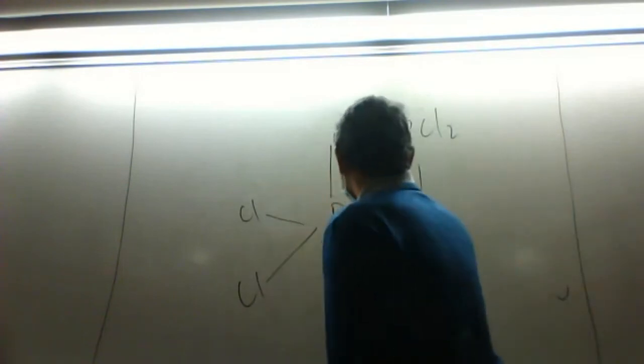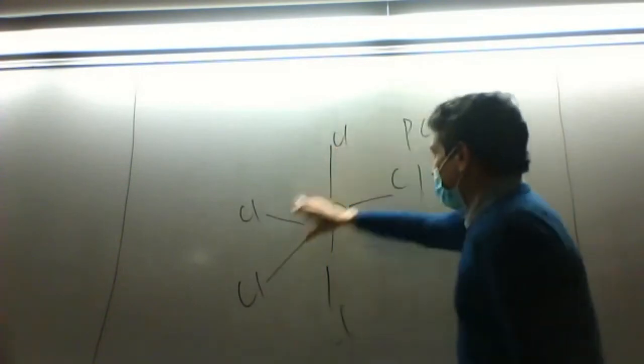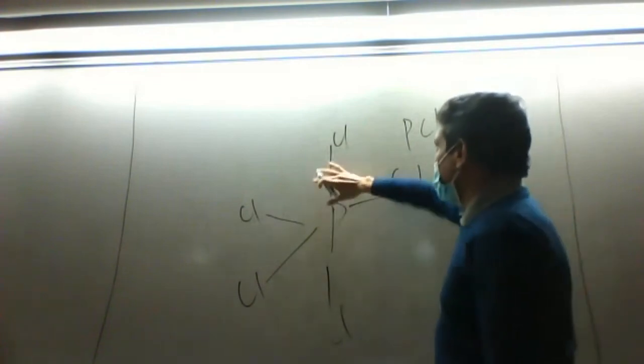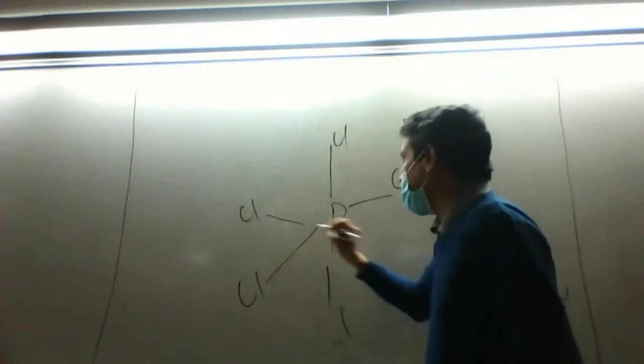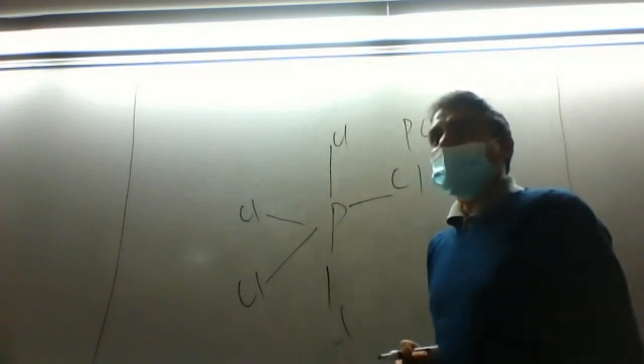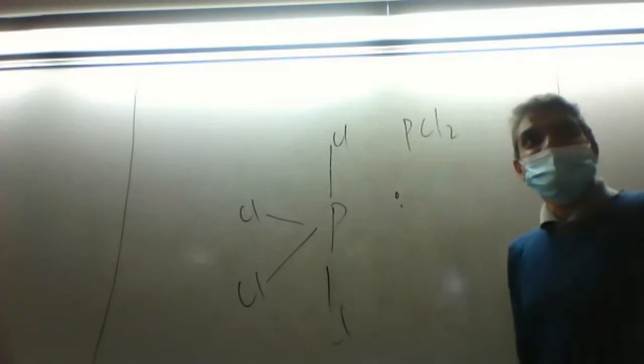So you put something like this, and you said, this one in the plane of the board, this is going up, this is going up, this is 90 degrees, and the angle between these is 120. That's what we talk about in PCl5, right? Now I want to remove all three Cl. So I want to remove this Cl from here, and then I want to put 2 electrons here. Make sense? So I'm just talking about the PCl2.